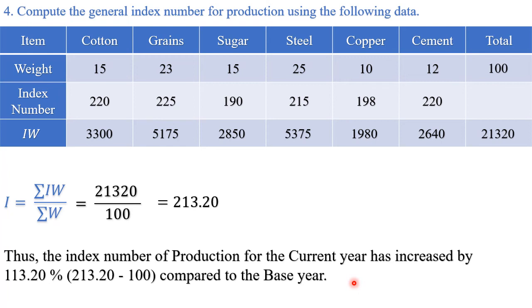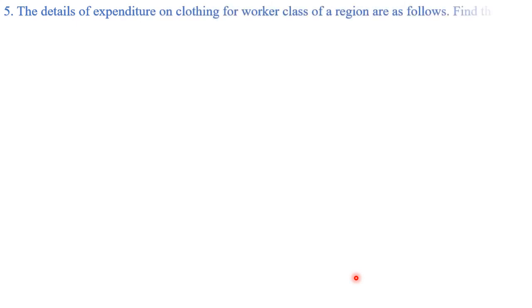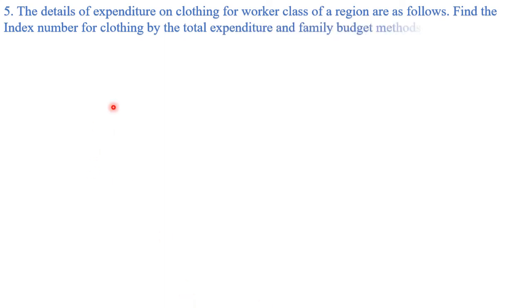It was that simple. The last sum, they are going to end with a bigger sum, not a difficult sum, but a bigger sum. The details of expenditure on clothing for worker class of a region are as follows. Find the index number of clothing by total expenditure and family budget methods. We have to use both methods here. The total expenditure method uses P1 Q0 and P0 Q0, whereas family budget method uses IW.